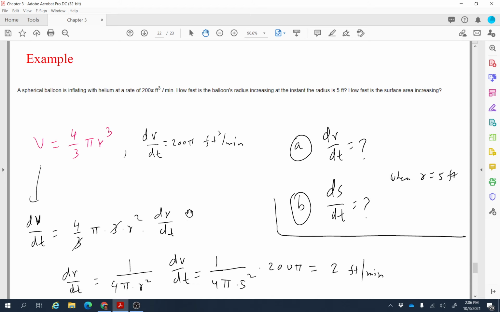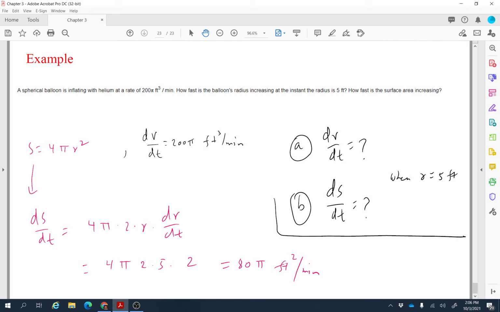For that, we can just divide both sides by the leftover thing from here, which gives 1 over 4 pi r squared times dV over dt. Now since we are looking for these changes when the radius is 5, we're going to replace r by 5 squared, and the rate of change of volume is given, which is 200 pi. So after doing this calculation, we're going to get the answer 2 feet per minute. That's the rate of change of radius.